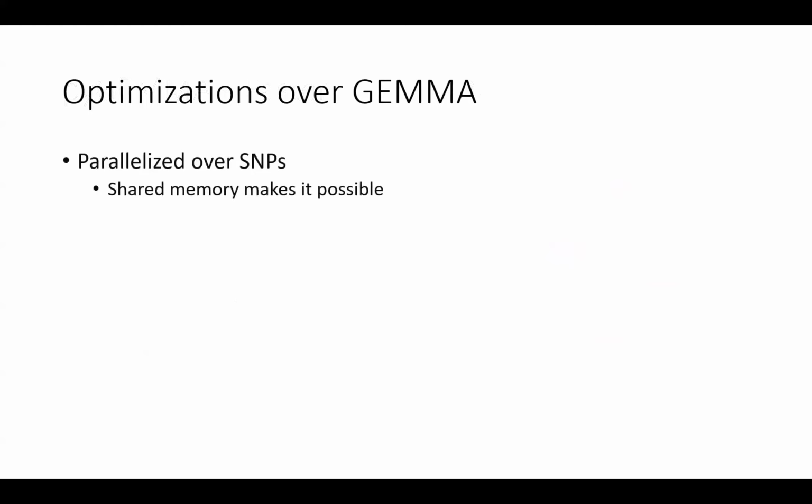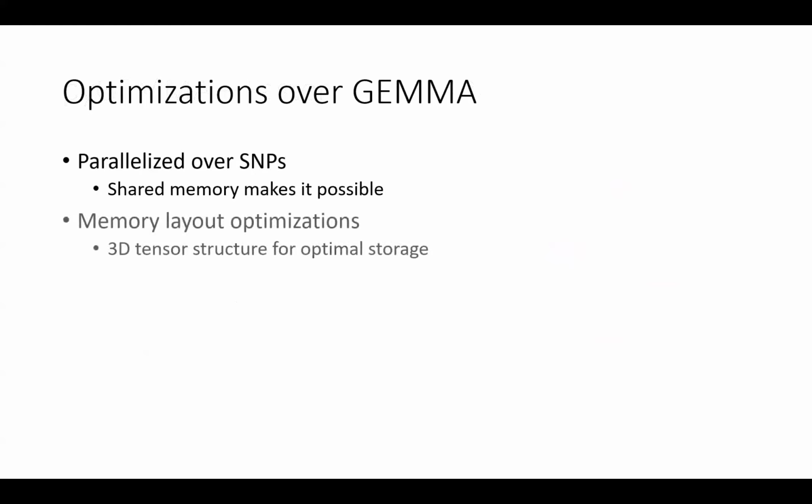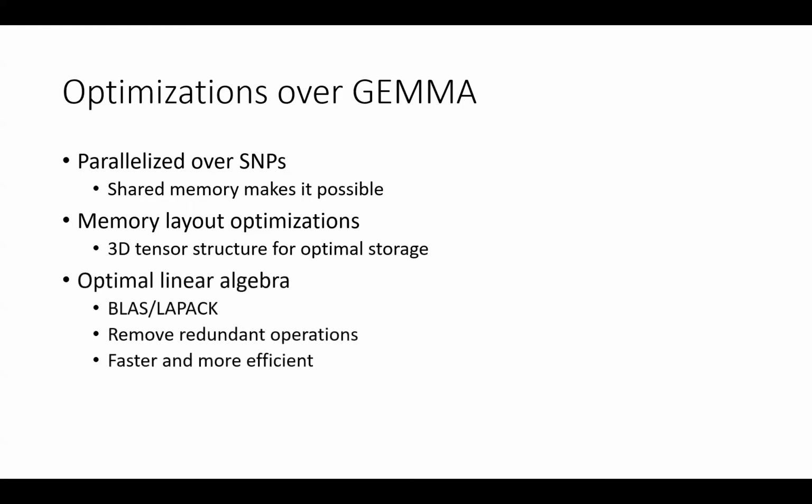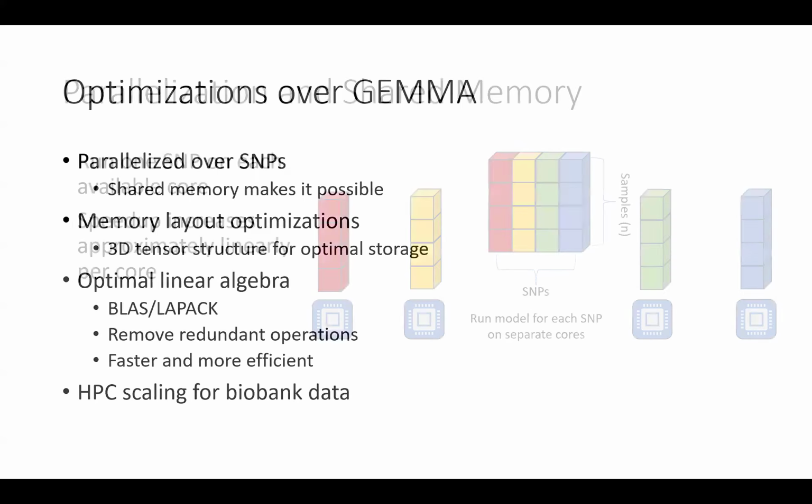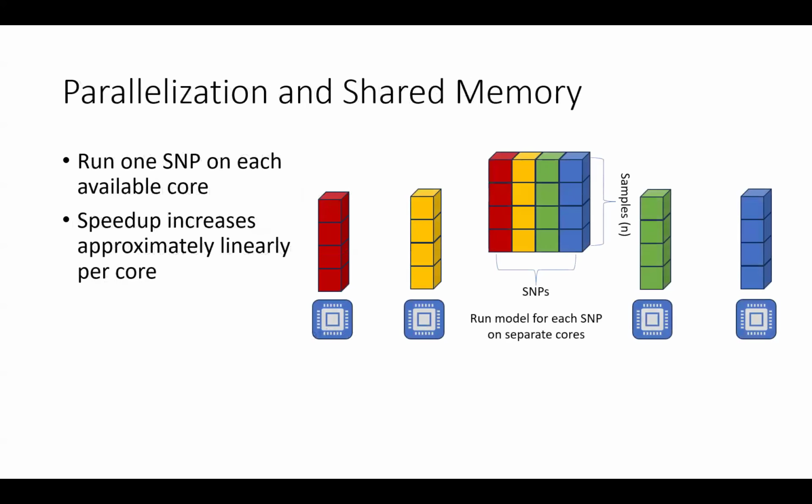Breaking down those optimizations, the first step we take is we parallelize over SNPs, and we use shared memory to make this possible. Second, we optimize the memory layout itself and use 3D tensor data structures for optimal storage. Third, we optimize the linear algebra using BLAS and LAPACK and removing redundant operations, which allows us to be faster and more efficient. Lastly, we use high performance computing ideas to scale it to near biobank data. I'll go into each of these a little further.